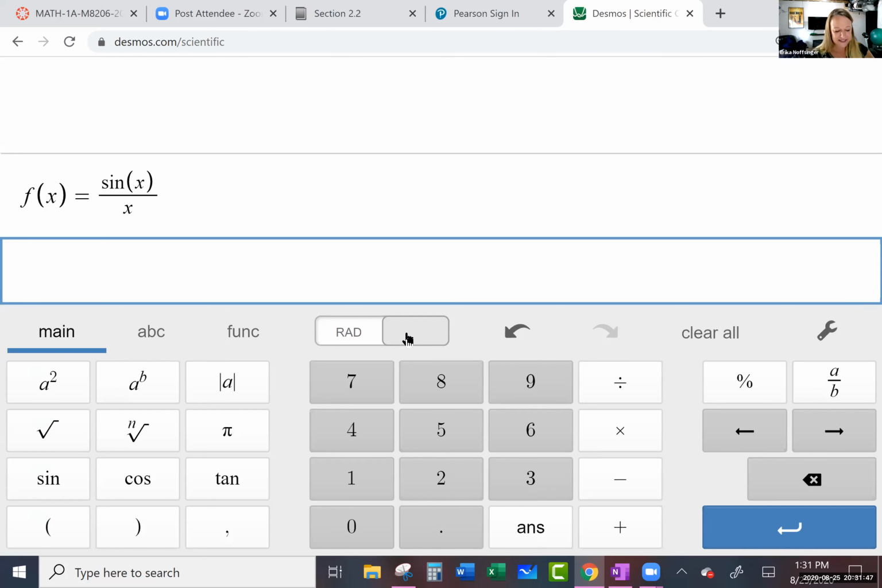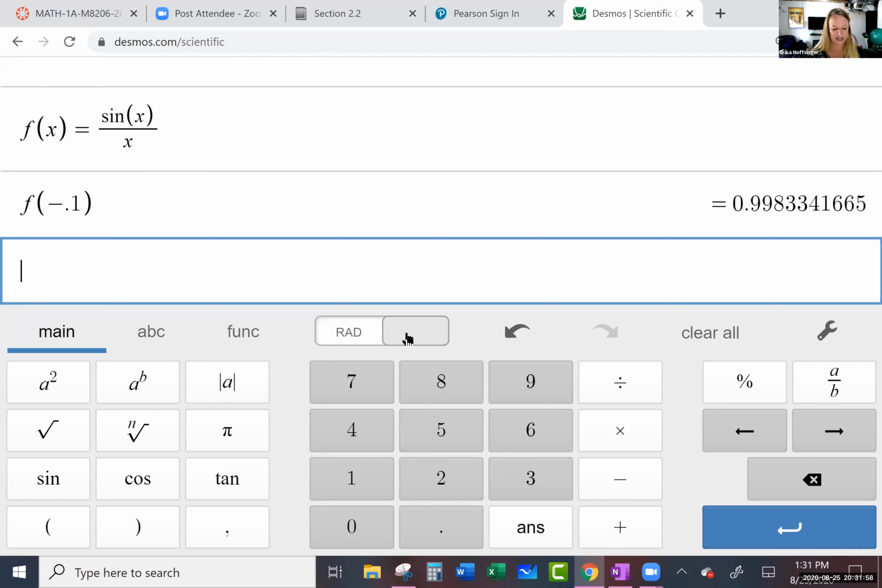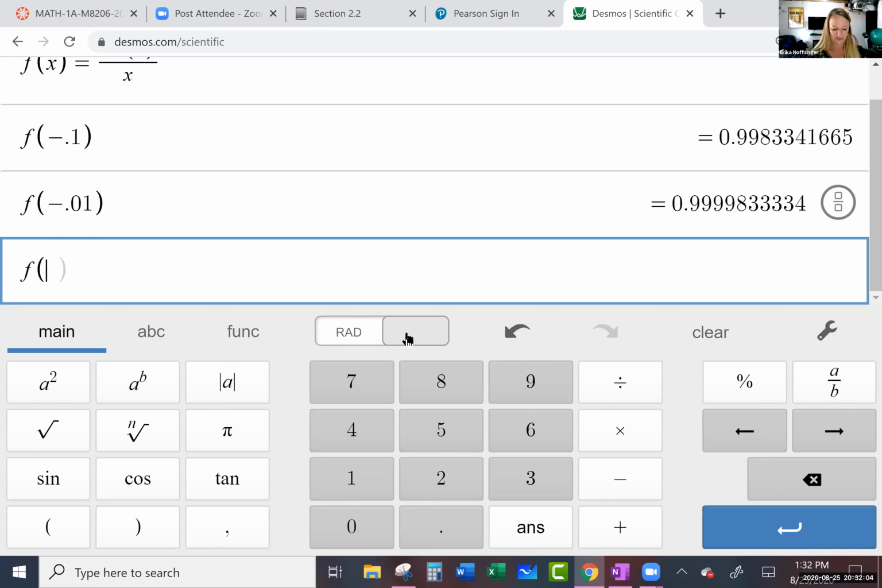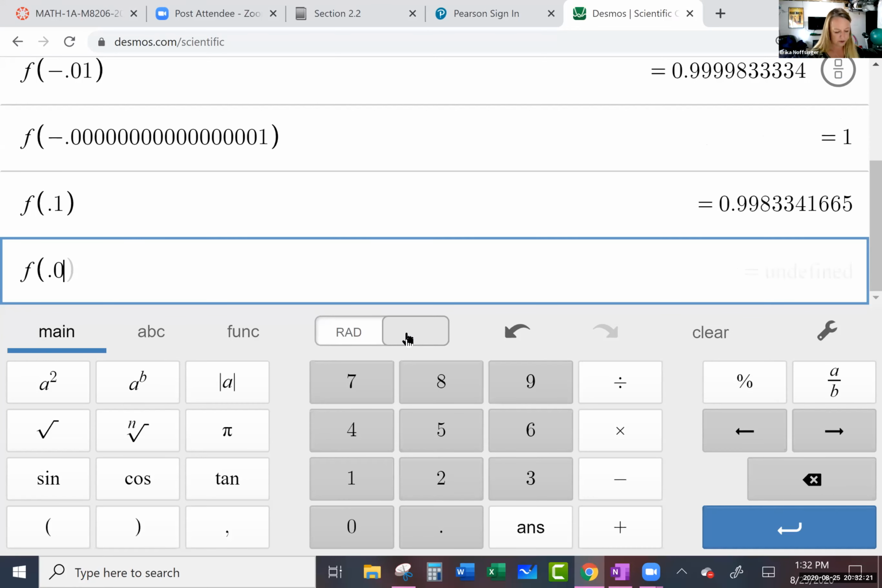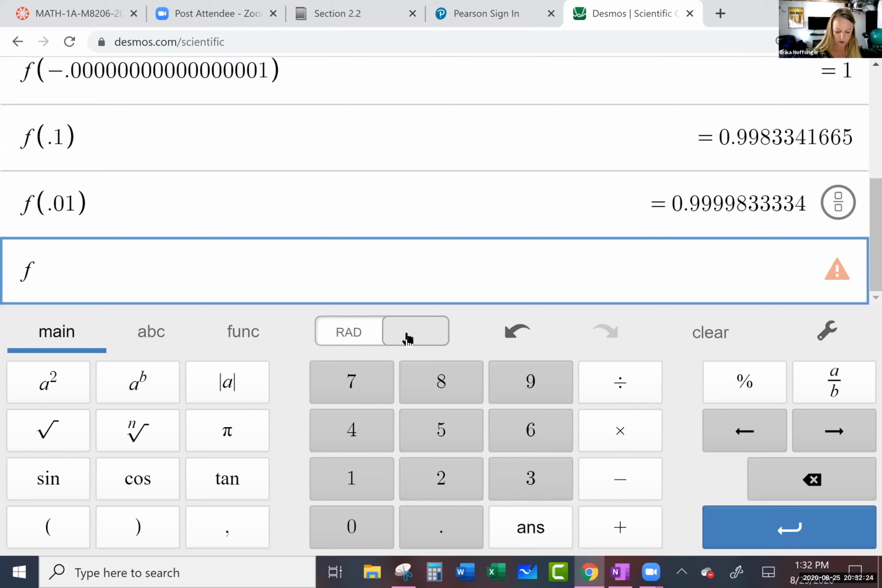So let's see what happens as we come in on the left into this function. So f of negative 0.1, I get back 0.9983. F of negative 0.01. So let's start adding a lot of zeros after that decimal and before the 1, and notice that you're getting back 1. Where if I came in on the right, so 0.1, 0.01, notice we're also approaching that y value of 1.